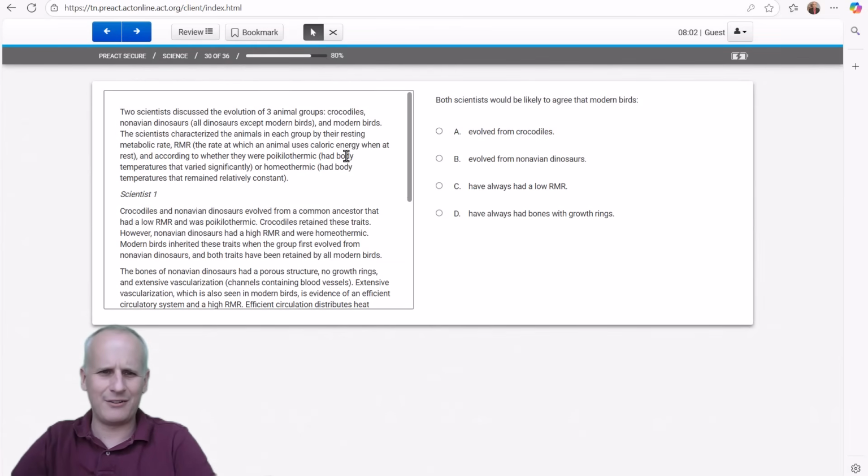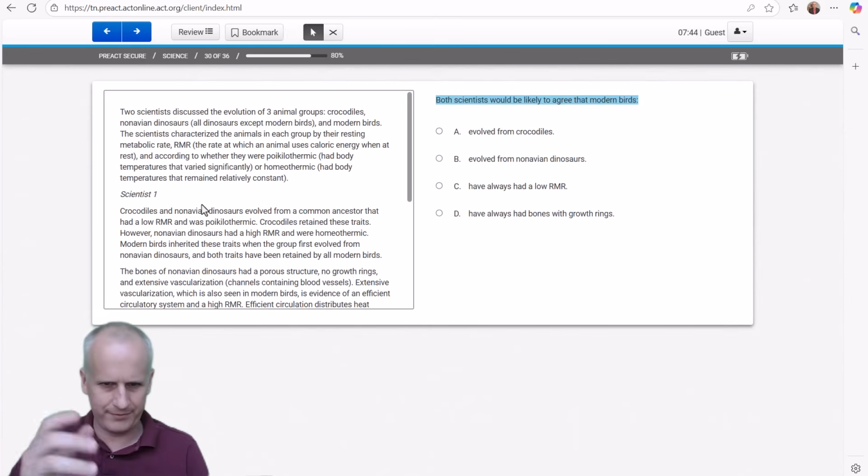And we've got our next passage about modern birds. So we're being asked about what both scientists would agree about modern birds. So this is the only time I may have to do a little bit of an upfront read. So we're talking about 3 animal groups: crocodiles, non-avian dinosaurs, and modern birds. And we've got some details about their rates.